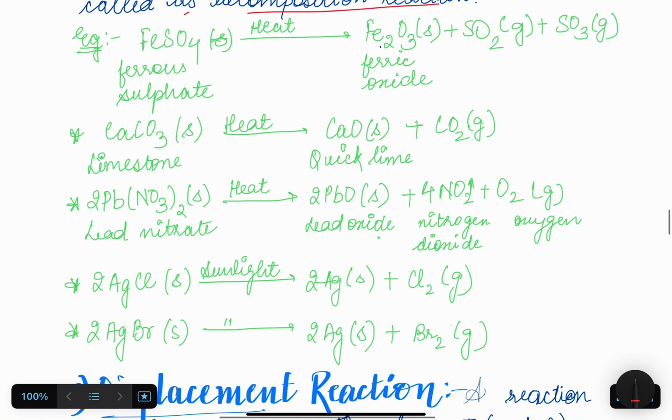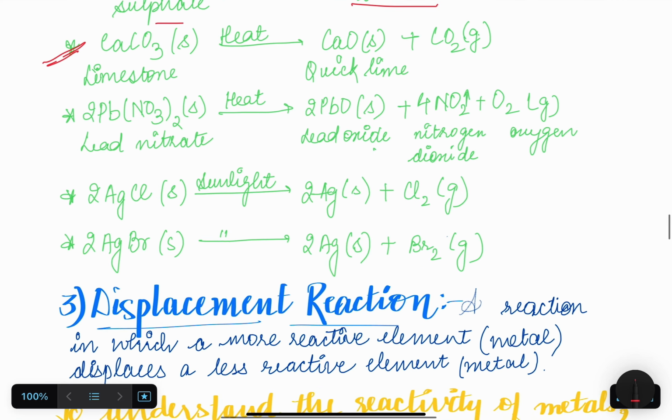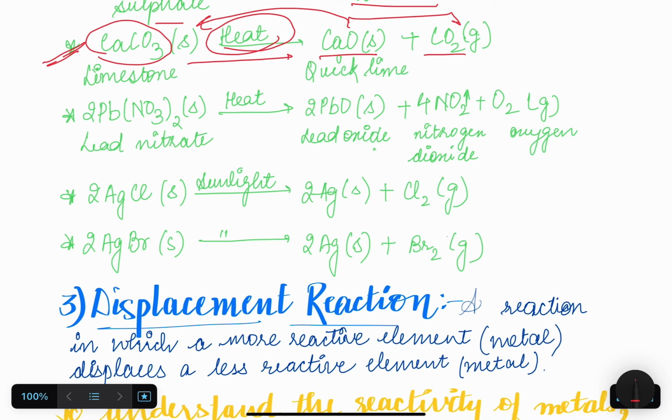For example, here we have ferrous sulfate. Under the presence of heat, it breaks down into Fe2O3 plus SO2 plus SO3, two different gases and an oxide. Next we have the example of limestone, that is calcium carbonate. Under the presence of heat, it produces quicklime and carbon dioxide. Earlier these two had combined to produce this in the combination reaction, and now it has decomposed to produce this.